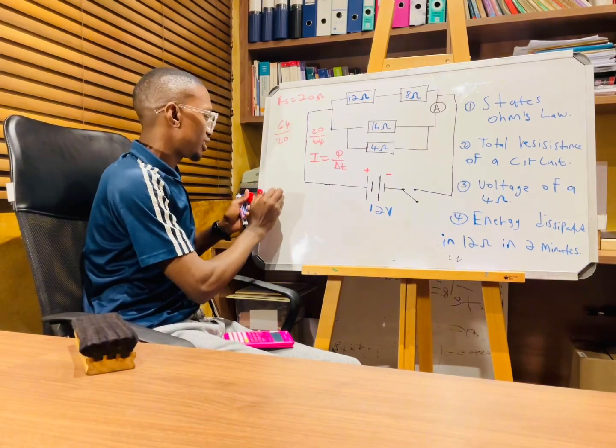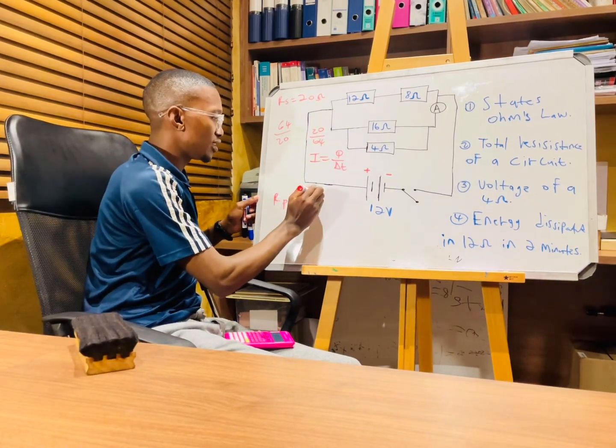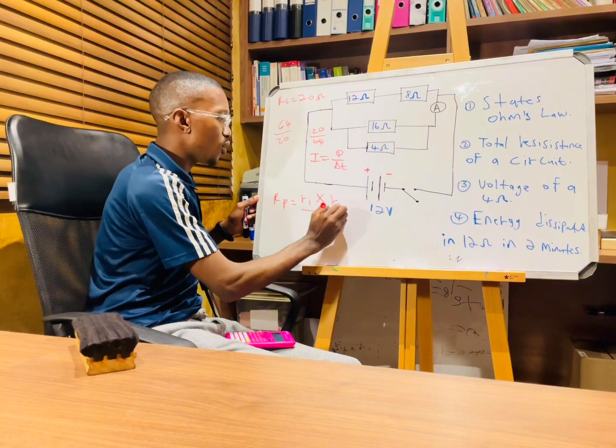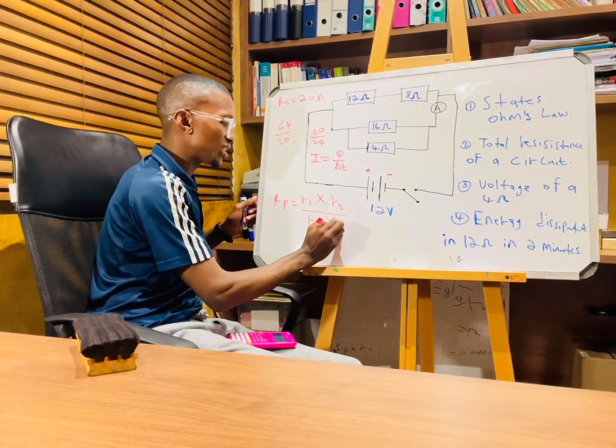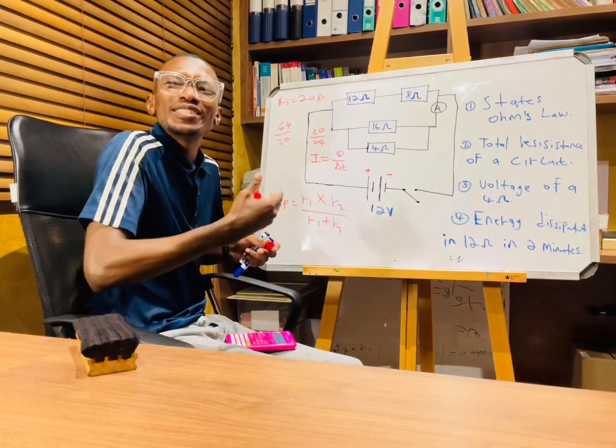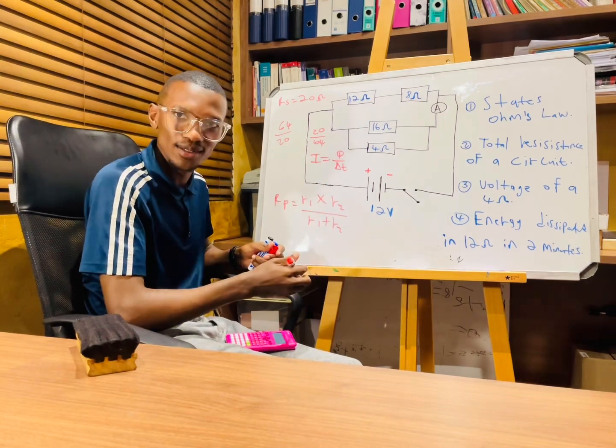So there's this formula again. RP equals R1 times R2 all over R1 plus R2. The simplest formula ever that has been simplified further for you.